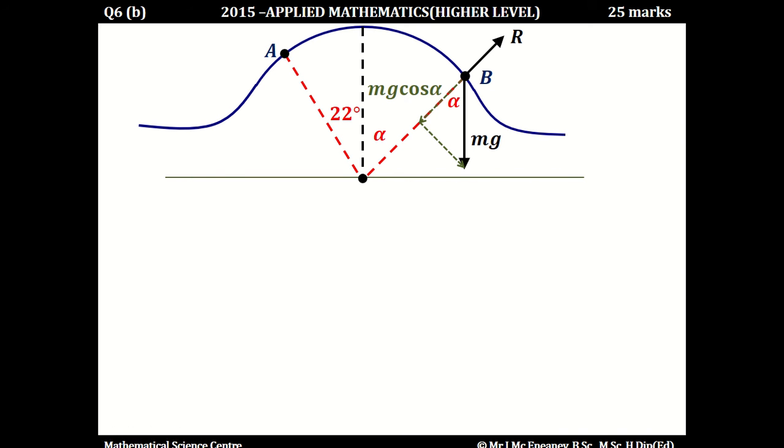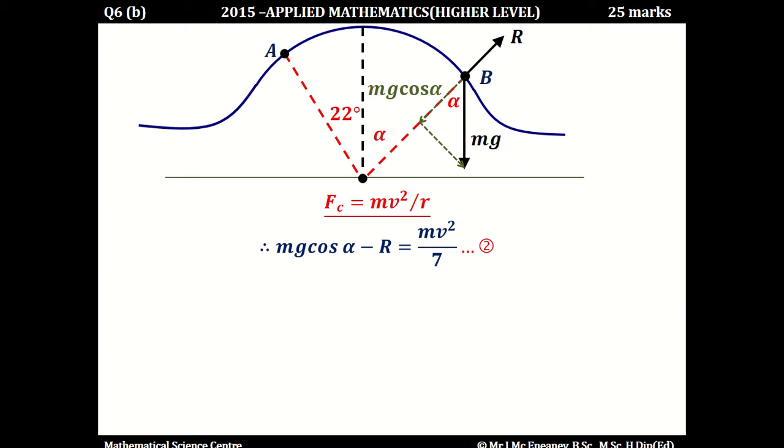Now the centripetal force is the resultant force towards the center when a particle is travelling in a circular path. And for motion in a vertical circle, we always use Fc equals mv squared over r. Now from the diagram, the resultant force towards the center will be mg cos alpha minus R. And that equals mv squared over r, and the radius r is 7. Now we can label this then as equation number 2.